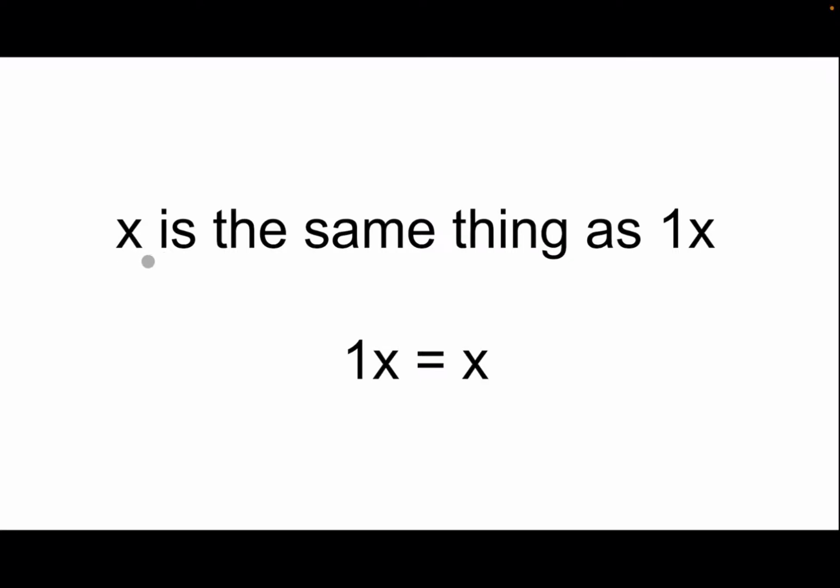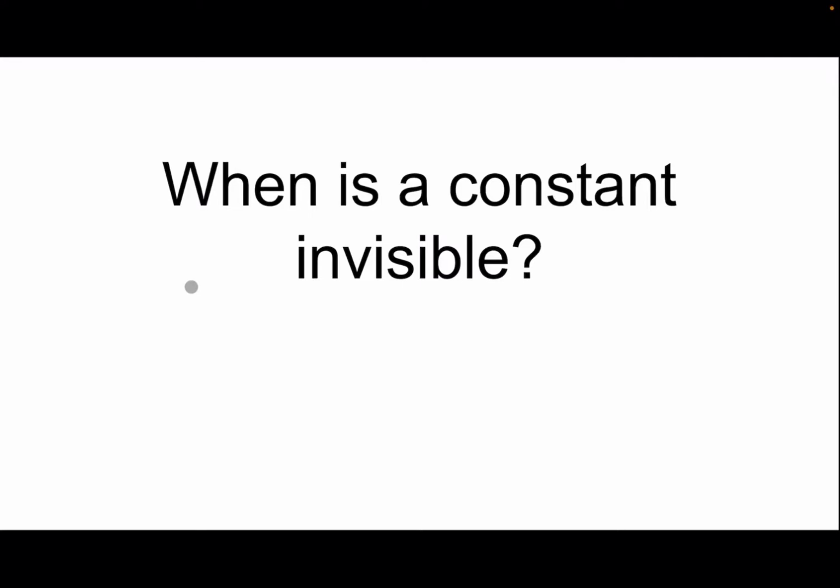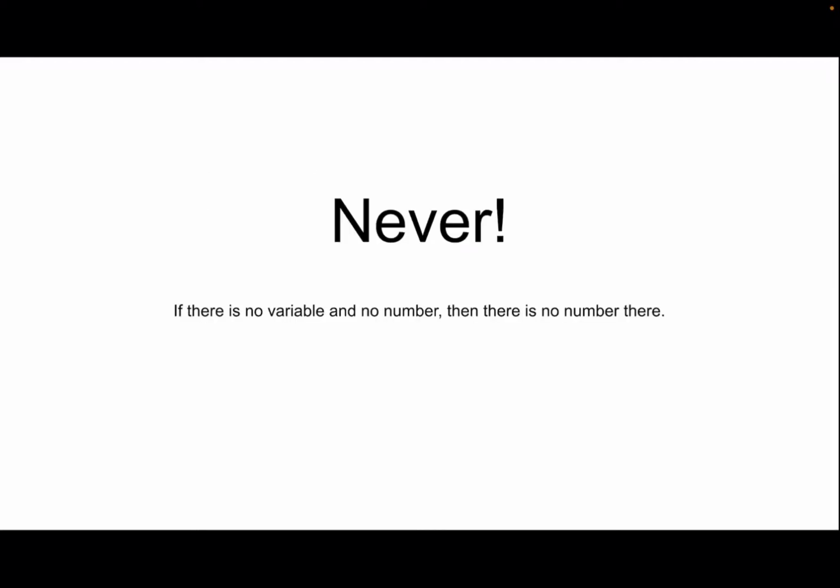What coefficient is it? It's 1. If there's nothing there, then you know it's an invisible 1. Now, when is a constant invisible? And remember, a constant is a number that doesn't have a variable after it. So when is a constant invisible? Never. If there is no variable and no number, then there's just no number there. There's nothing there, okay? So a constant is never invisible, but a coefficient is if it's a 1.